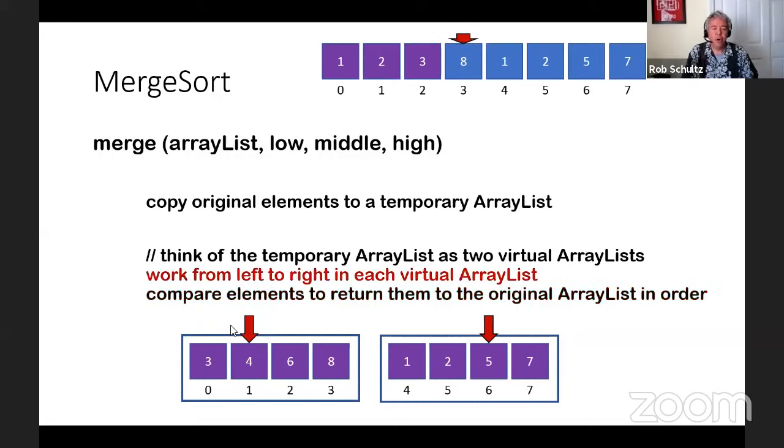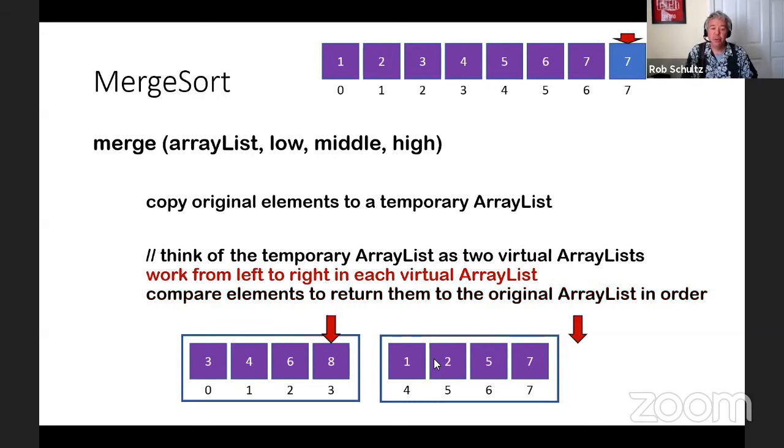Let's see, we're going to work from left to right. We're going to compare the two elements. 4 is less than 5, so 4 will move up to our placeholder. We're going to continue to work left to right in each virtual array list. We're going to compare the elements. Now 5 is less than 6, so 5 will move up to the placeholder. We're going to work from left to right, compare the elements. 6 is less than 7, so 6 moves up. Moving from left to right, comparing the elements, 7 is less than 8, so 7 moves up to the next spot. And this is where we kind of get to our stopping point, okay?